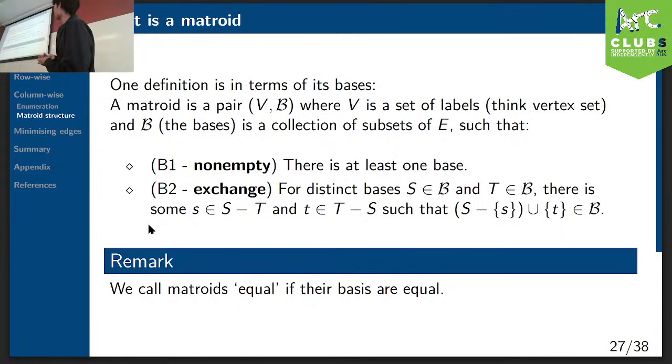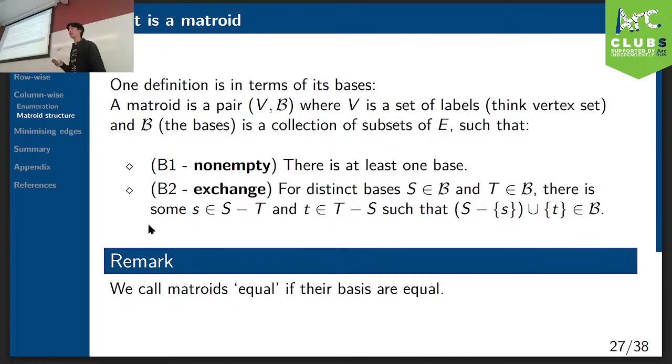These bases need to satisfy two properties. The first property being that there's at least one base, so you can't have the empty set as the collection of subsets. And the second property is called the exchange lemma. If you have two distinct bases, S and T, then there is some item in S that you can remove and some new item in T that you can add such that this new set is still a base. So you swap out some item and you swap in some new item from T, and the set is going to remain a base.